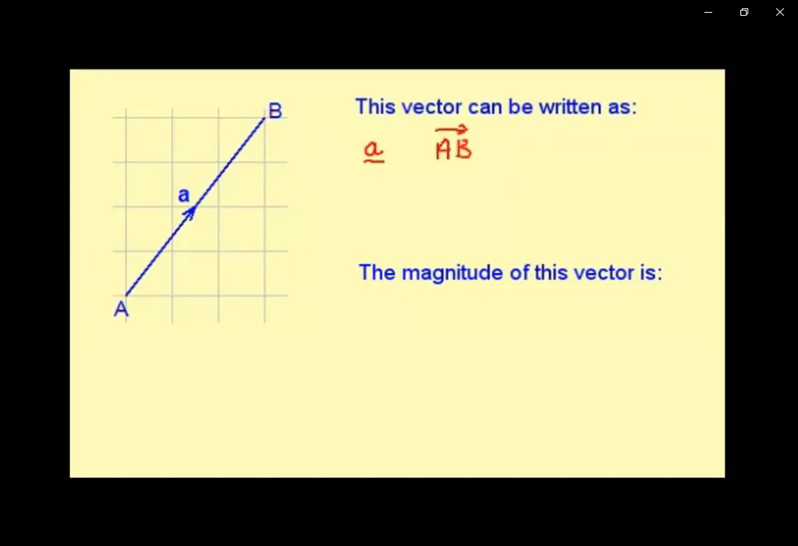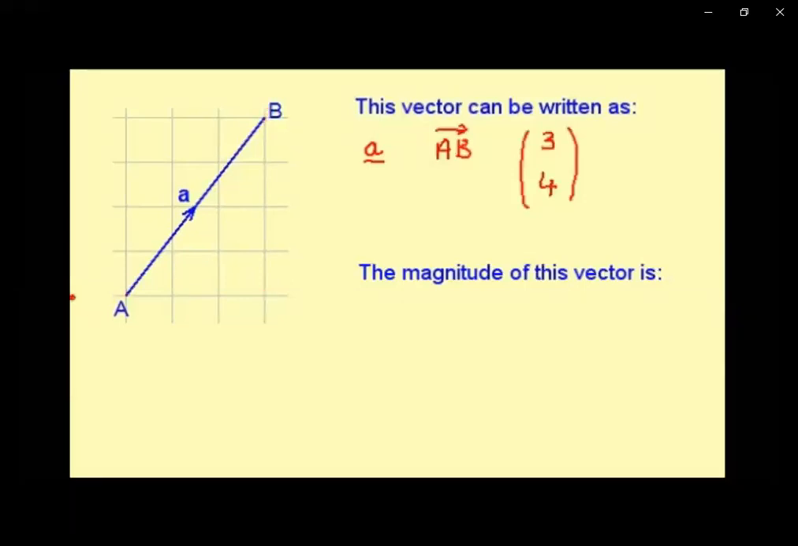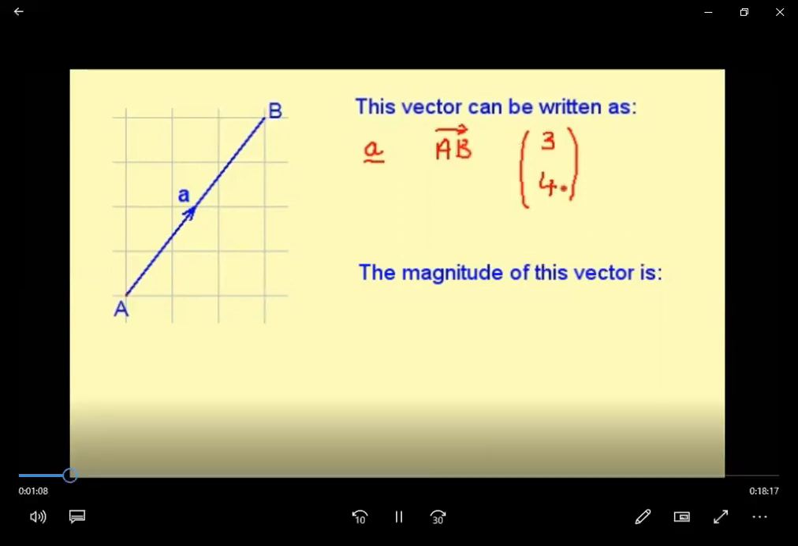It can also be written as a column vector. The column vector for this one is 3, 4, written like this, 3, 4. These numbers are positive because I went to the right and up. If I go to the left, the top number needs to be negative. If I go down, the bottom number needs to be negative.